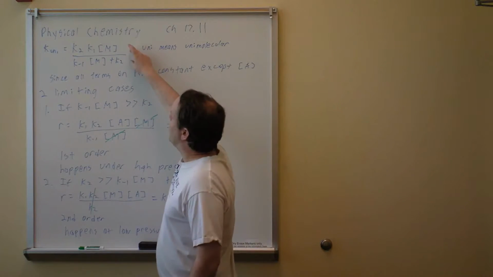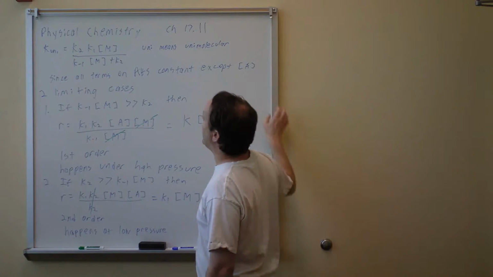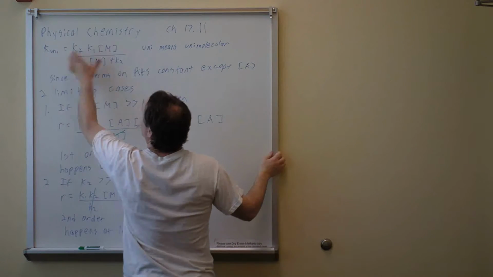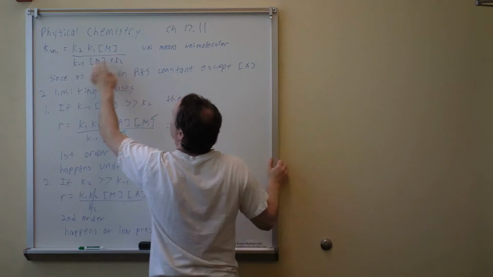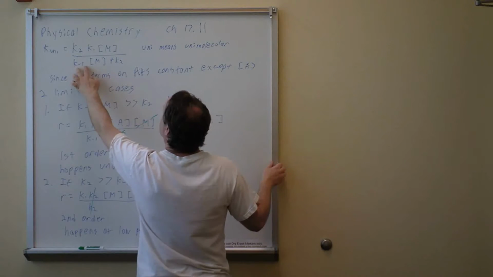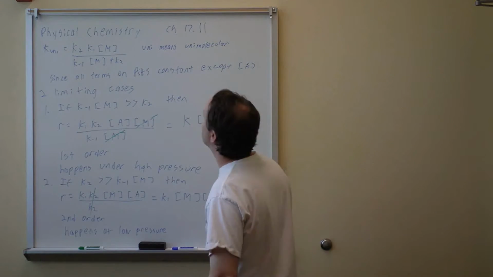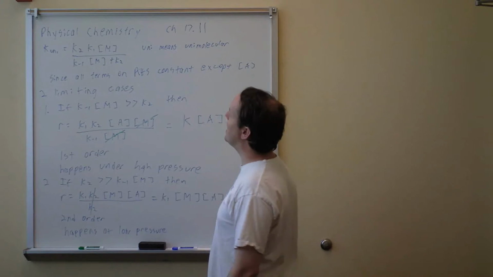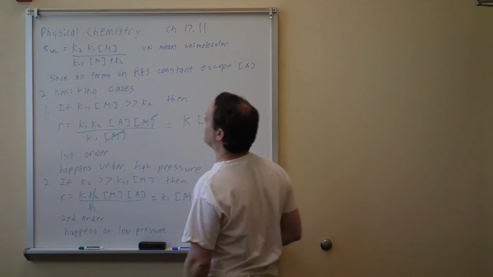So, from the reaction before, everything is constant except for the concentration of A. So we're going to combine all this other constant stuff and call that the rate constant for the unimolecular reaction. So K uni is equal to K2 times K1 times the concentration of M over K minus 1 times the concentration of M plus K2. Now there are going to be two limiting cases of what this can simplify to.